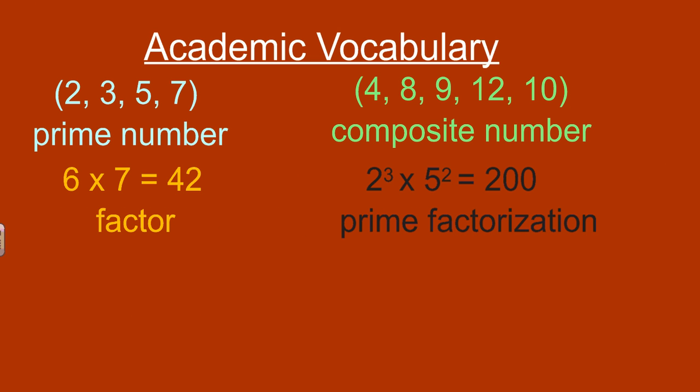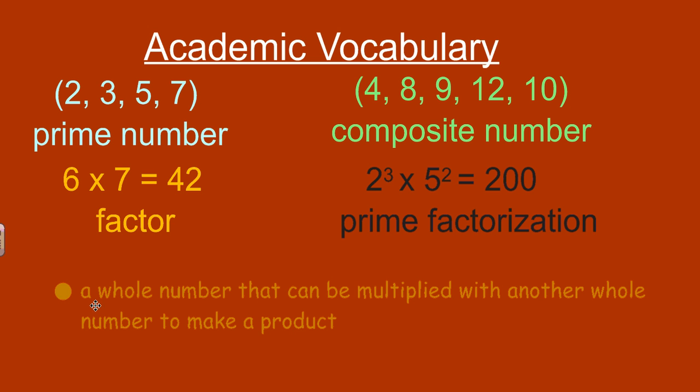Here we go. First, we've got to look at some academic vocabulary terms, knowing the difference between a factor, a prime number, a composite number, and then, of course, the introduction of prime factorization. So first, we want to look at factor. A factor is a whole number that can be multiplied with another whole number to make a product. As we can see up in our example here, we have 6 times 7 equals 42. Two whole numbers multiplied together to equal a product. That's what a factor is.